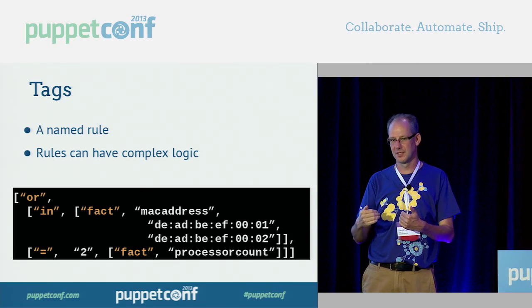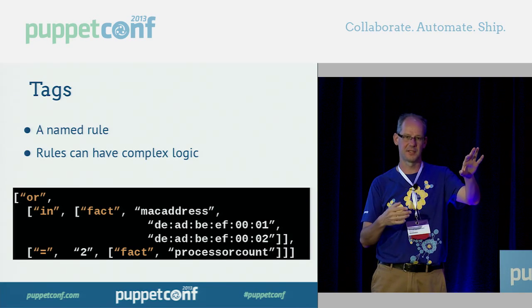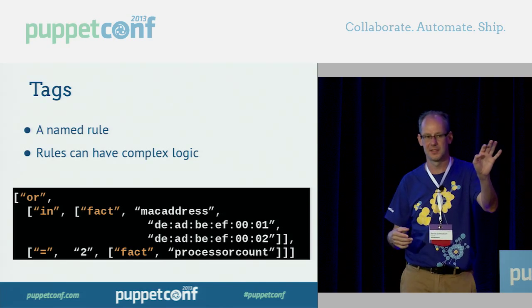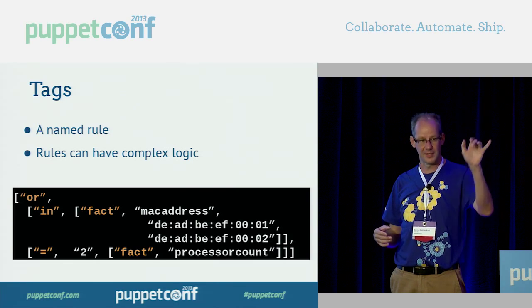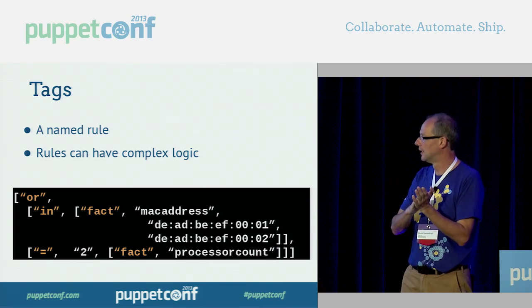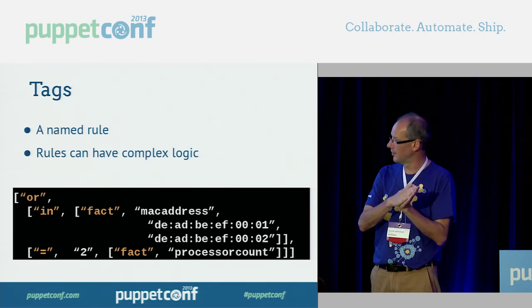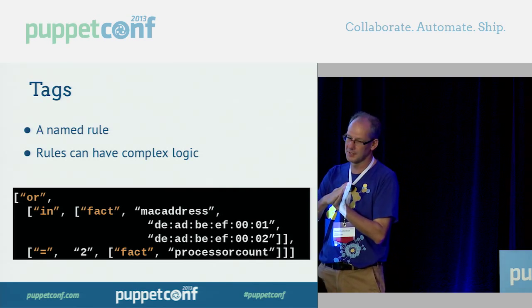A node boots into the microkernel, gathers the facts, sends them to the server, and the next thing the server does is evaluate all the tags and see which of the existing tags match that node. And during tag evaluation or rule evaluation, you have access to the node's facts.